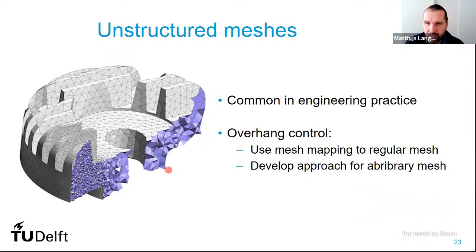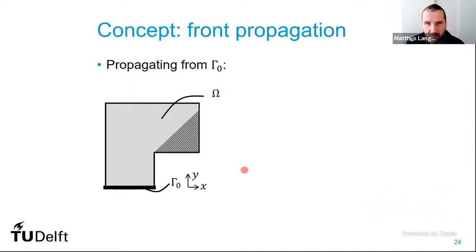There are different things you can do. You can map these meshes to a structured mesh. That's something we have done. But here, what I will show is how you can also have a different overhang control for arbitrary meshes. And this is based on a different way of representing the printing process and detecting the printable area. And for that, we use front propagation.